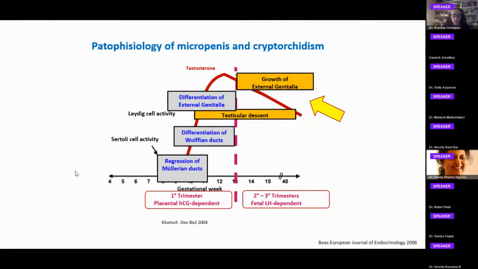You know, central hypogonadism does not result in genital ambiguity, since Leydig cell function in the first trimester of fetal life depends on placental HCG and not on fetal pituitary LH. In the second and third trimester of fetal life, the production of testosterone depends on fetal LH. During this period, testosterone mainly participates in the growth of the penis and in the testicular descent. Therefore, congenital central hypogonadism results in micropenis and cryptorchidism.